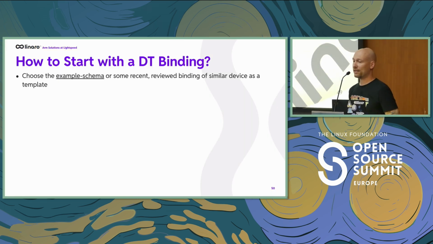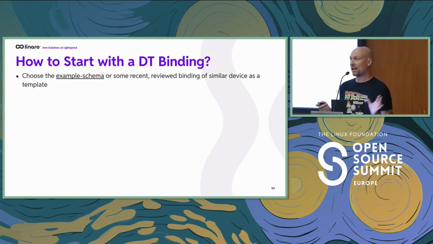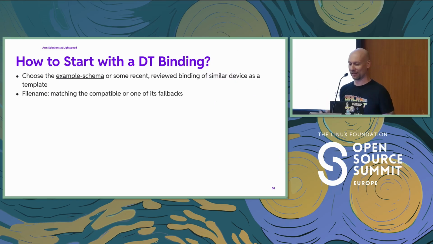So this leads us to the bindings and how to start, what the bindings look like, if you have to write one. Luckily, there's the example schema. This is a file which we usually recommend to start with, or just find a recently reviewed binding. Please don't take something 5 years old. Even if I wrote it, my first bindings were quite different from what I would write now, so don't take even my code as an example. Start with the example schema, for example.